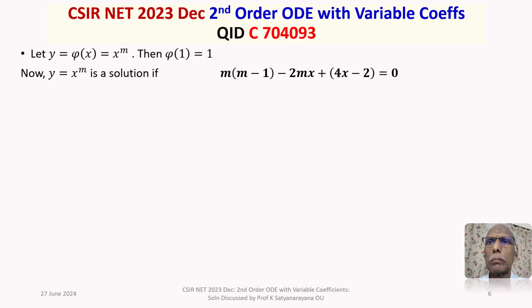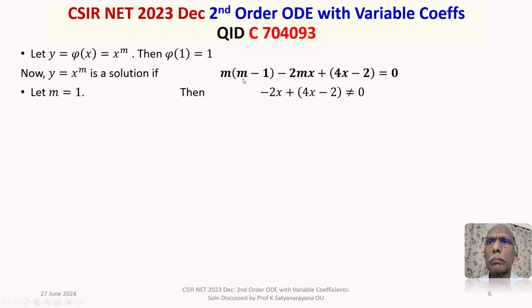Yes, that's what we have done. Let m is equal to 1. If you take m is equal to 1, this will be 0. This will be minus 2x plus 4x minus 2. Is it 0? No. See, identically equal to 0 you should get. So it is not 0. In other words, y is equal to x is not a solution of the given differential equation.